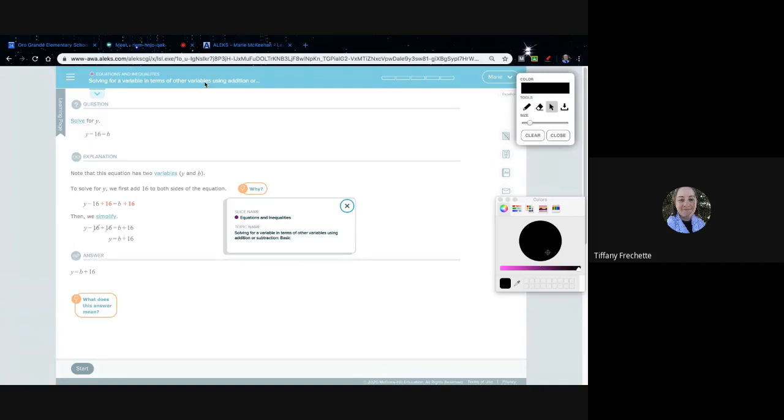Solving for a variable in terms of other variables using addition or subtraction, basic.